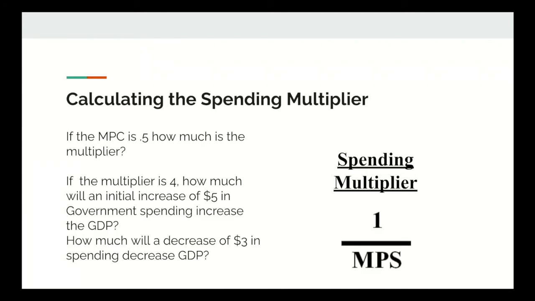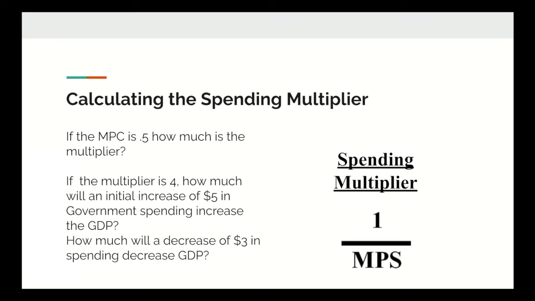All right, and now because of this, we can calculate the spending multiplier. Our spending multiplier is going to be 1 divided by the MPS. We're going to be getting rid of our savings. 1 divided by the marginal propensity to save will give us our spending multiplier.